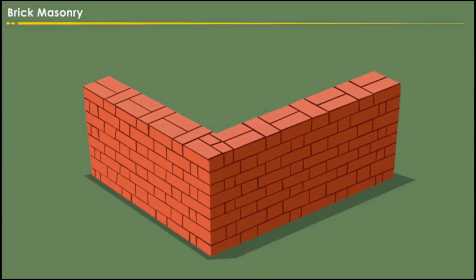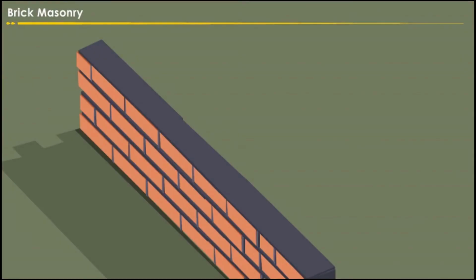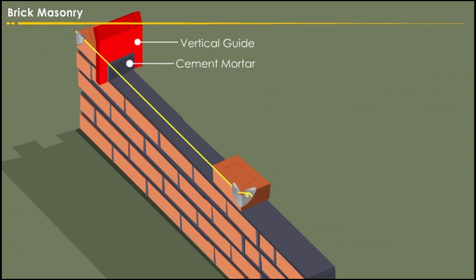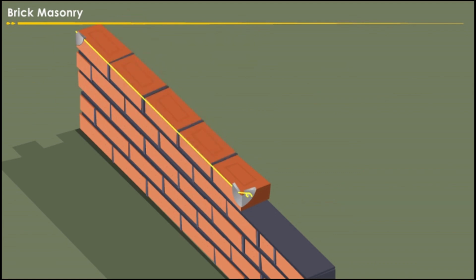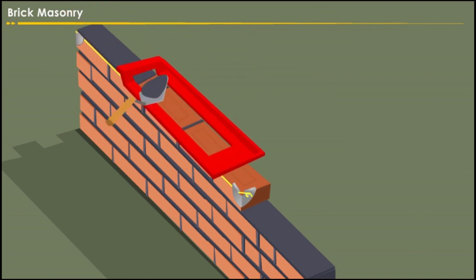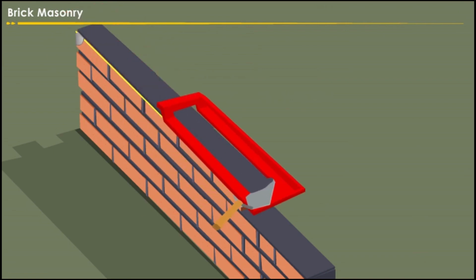For 1 brick thickness construction, start by first laying the header face. Keep 2 bricks, one at each end, by placing the cement mortar below them. Temporarily fix the mason mate and tie a thread at the top corners as shown on the screen. Place the cement mortar using the vertical guide. Finish the header row and place the cement mortar above it with the horizontal guide. Continue the same process for the stretcher row.